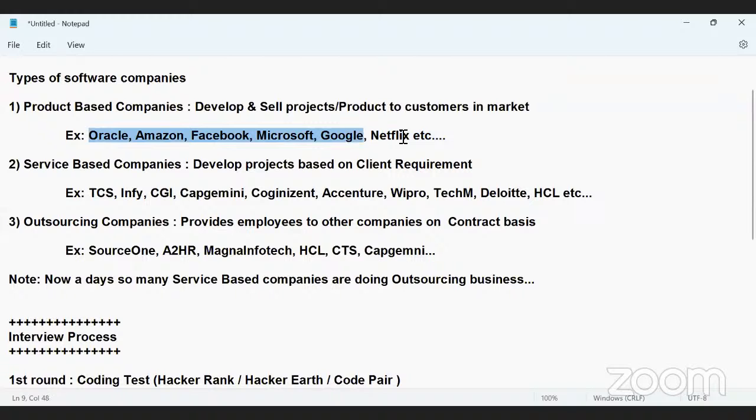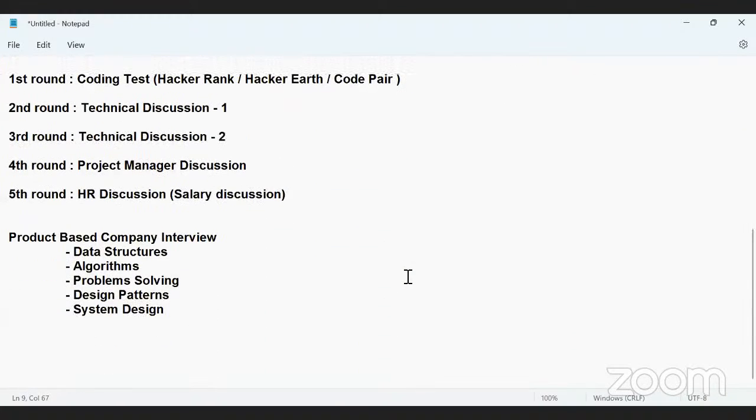So when you attend the interview in the product based companies, they are going to ask questions on data structures. They will ask questions on algorithms, problem solving, design pattern, system design, time complexity. What is the time complexity? What is the space complexity? How will you measure how much time this program will take in terms of big O notation? How much space will your program take to execute? Those questions they are going to ask when you attend a product based company interview.